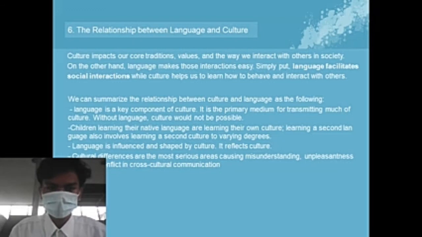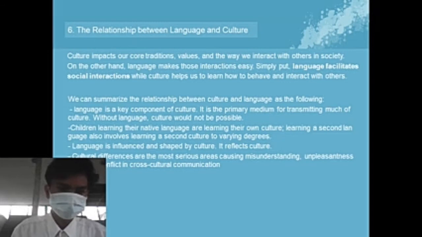Okay. Next, children learning their native language are learning their own culture. Learning a second language also involves learning a second culture to varying degrees. Okay. Next, language is influenced and shaped by culture. It reflects culture. Okay. And last, cultural differences are the most serious areas causing misunderstanding, unpleasantness, and even conflict in cross-cultural communication.